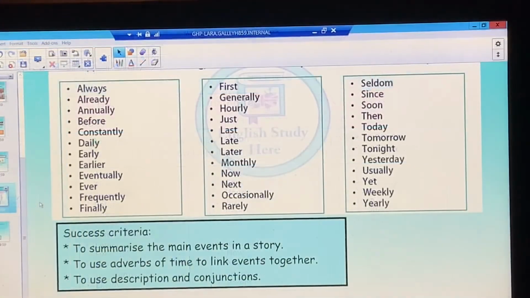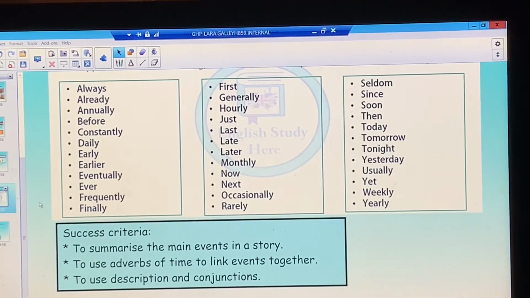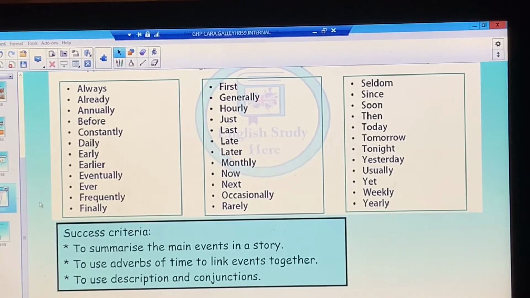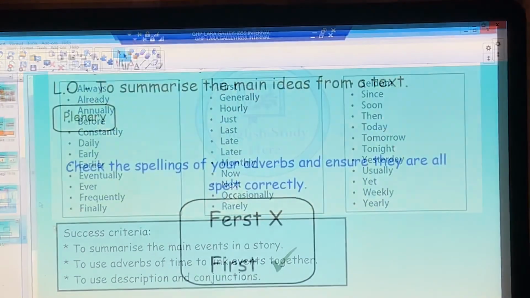When you have finished writing your summary, make sure you check your success criteria to ensure that you have met the learning objective. So you need to have summarised the main events in a story, you need to have used adverbs of time to link events together, and you need to use description and conjunctions.